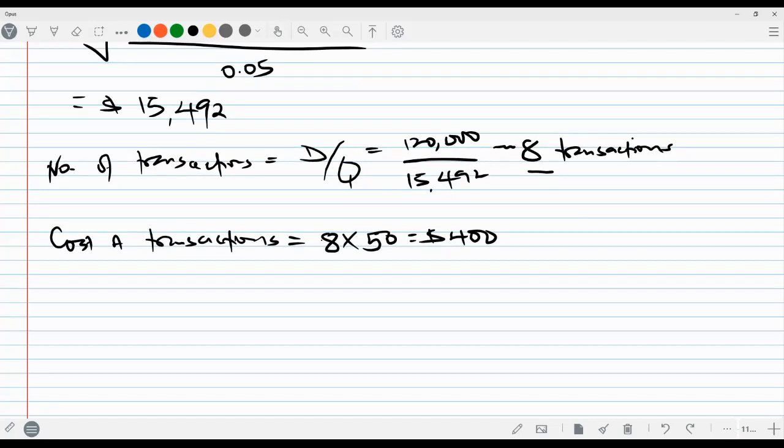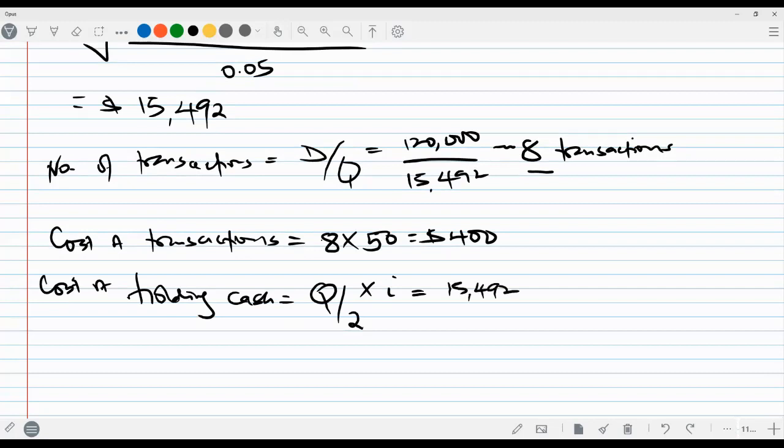Next is the cost of holding cash. The average cash you have at any point in time is Q divided by 2, and we multiply by the interest. Q is 15,492 divided by 2, multiplied by the interest earned, which is 5%. That gives us how much? 3.